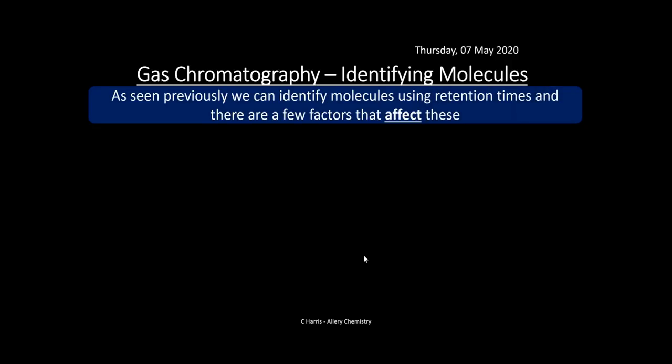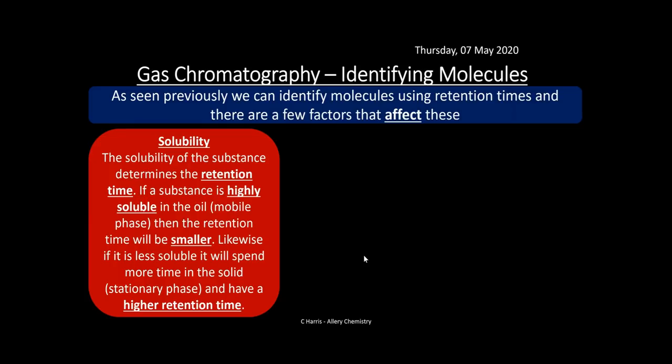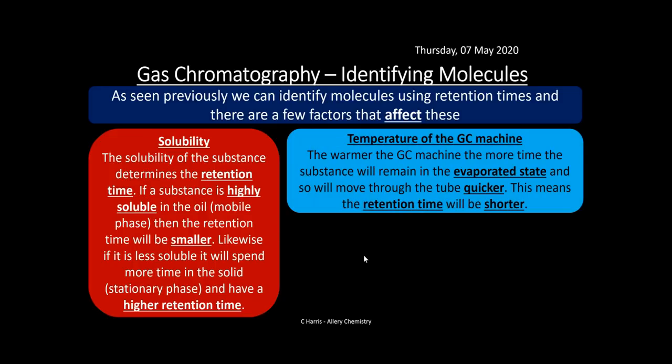Okay, so as seen previously, we can identify molecules using retention times, and there are a few factors that affect these. This is just the final point on gas chromatography. There are three things. First one is solubility. The solubility of the substance determines the retention time. If the substance is highly soluble in the mobile phase, as it's being moved through, then the retention time will be smaller, and likewise, if it's less soluble, it'll spend more time in the stationary phase and have a higher retention time. So solubility is an important factor and is really the biggest determinant of retention time.